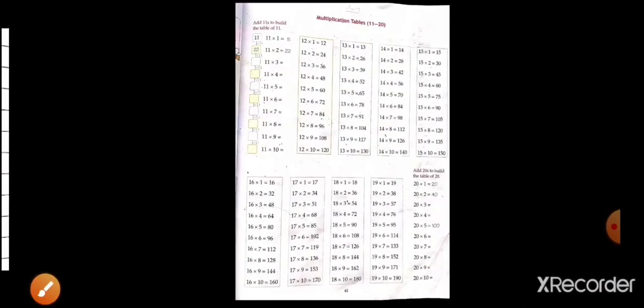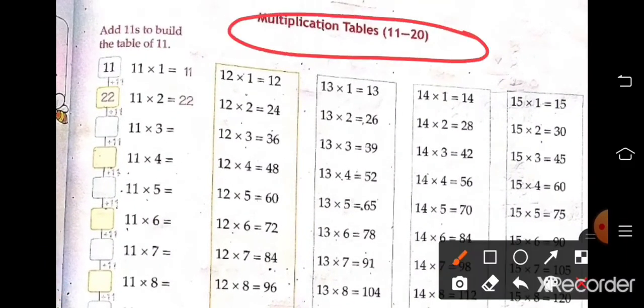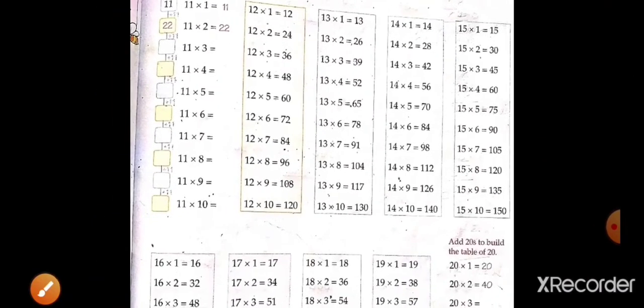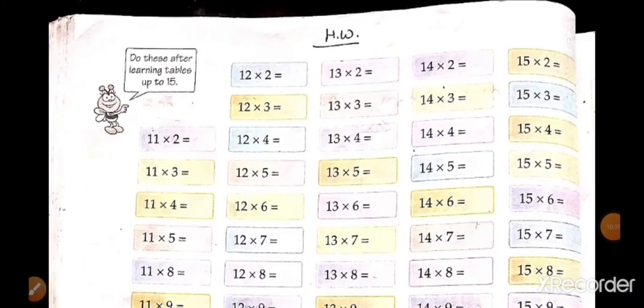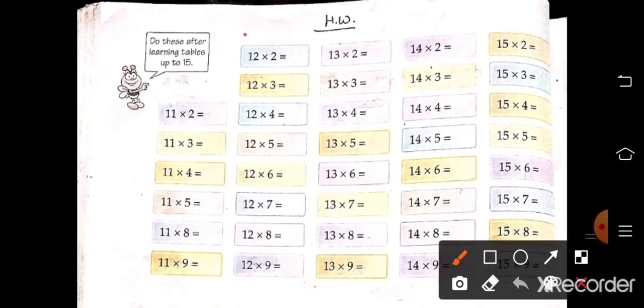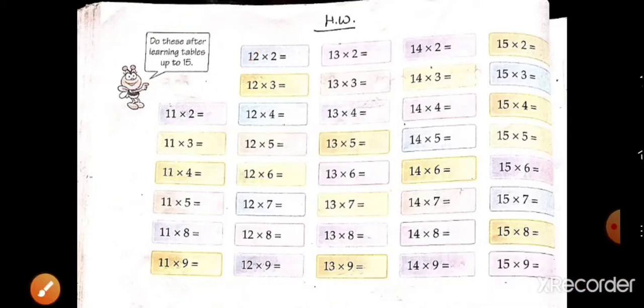Okay, now the next is multiplication tables 11 to 20. Okay, so here are tables 11 to 20. So you have to learn these tables. Okay. Now next page, page number 66. Here are some sums. Okay, do these after learning tables up to 15. Okay, so this is your homework. Do it. Okay, now the next page.